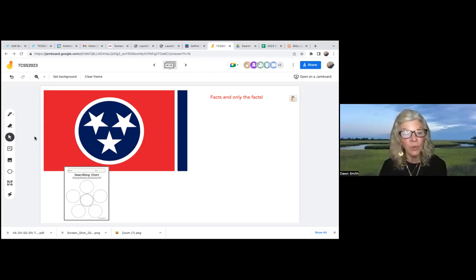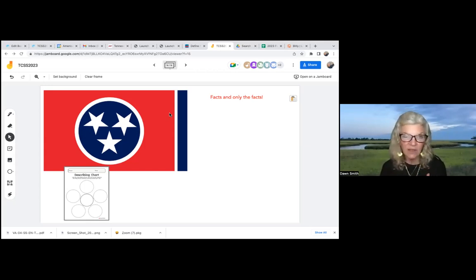There's a larger red rectangle. In the middle of that is a white circle with a blue circle in the middle and 3 white stars, 5 pointed stars. And those stars kind of mirror each other. And then the one at the bottom kind of has the feet on the bottom and it's kind of standing up. Now they're going to use their own vocabulary words, but this is a really good way to develop vocabulary and to have students really being able to describe what the flag looks like rather than just say, oh, that's a Tennessee flag.